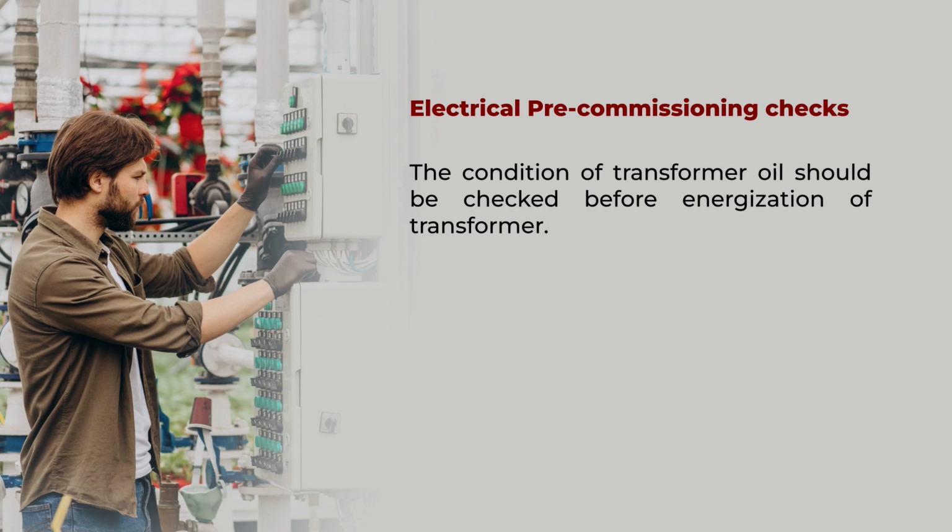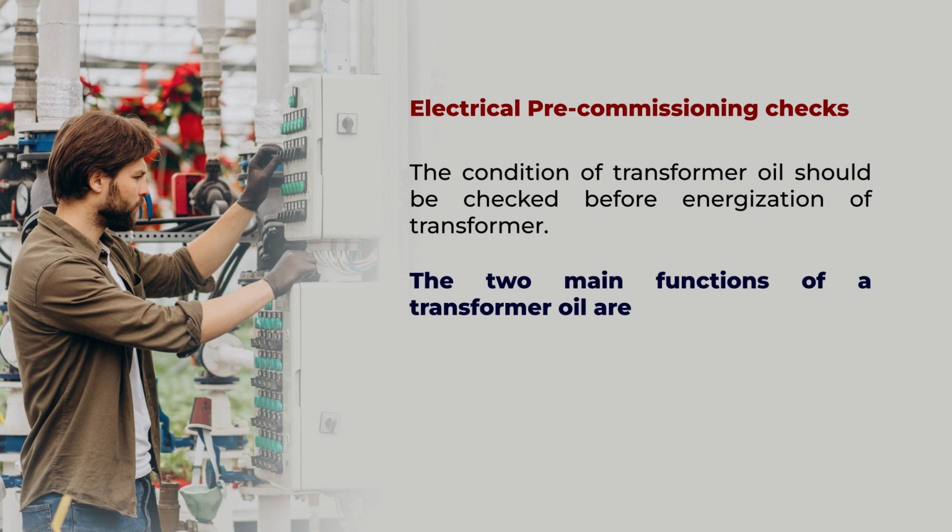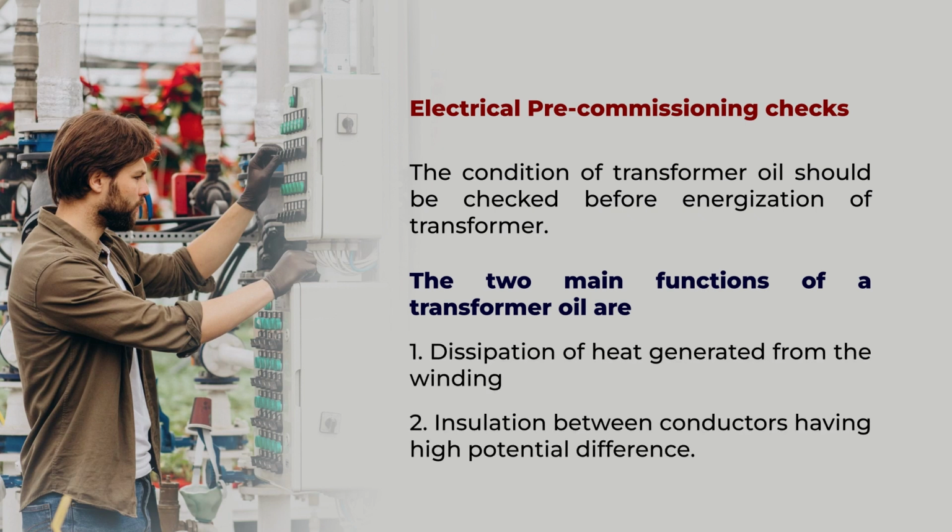Once you perform the above electrical pre-commissioning checks, the condition of transformer oil should be checked before energization of transformer. The two main functions of a transformer oil are dissipation of heat generated from the winding, and second, it provides insulation between conductors having high potential difference, that is between the high voltage winding and the low voltage winding, and between the windings and the tank body.